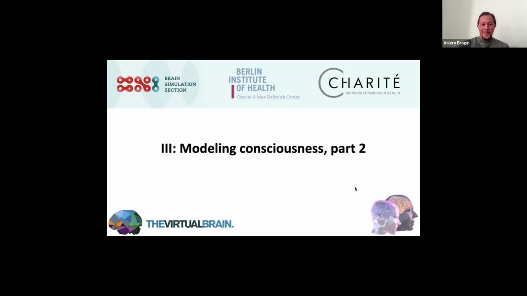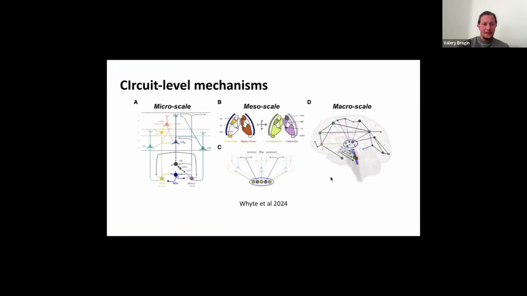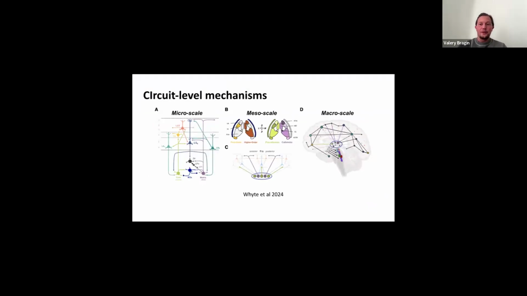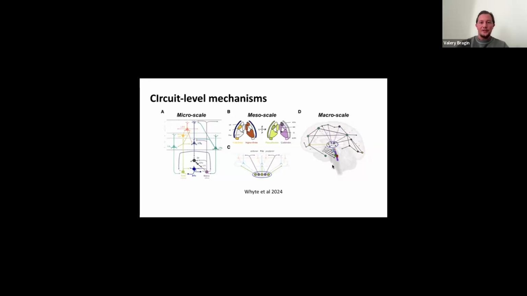Leon told you about what I would call the more widely used approach to modeling certain aspects of consciousness. So this whole brain neural mass, or sometimes neural field models. Some models are even phenomenological without a direct link to measurable neural activity. But on the other side of the spectrum, there have been also attempts to model specific mechanisms at a more detailed, circuit level.